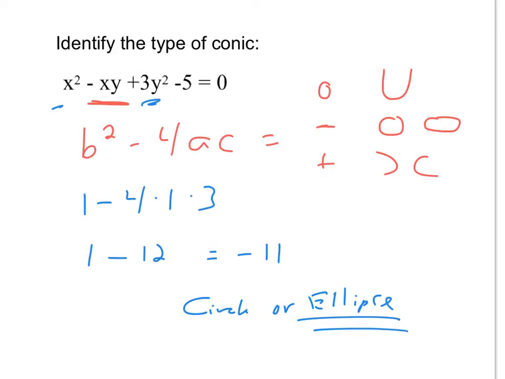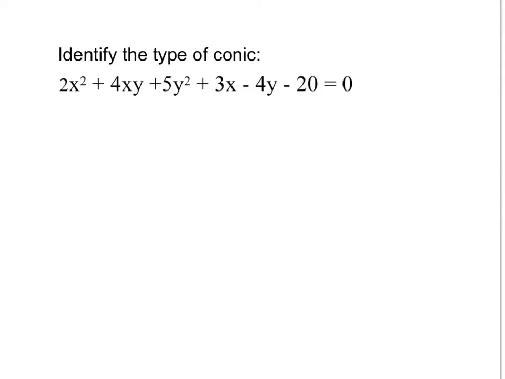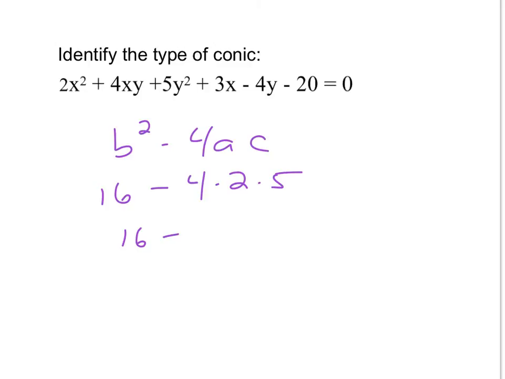Okay. One more here, identify the type of conic. We do have a rotated conic right here, so we can't tell just by looking. So we're going to do b squared minus 4ac. Okay, b is 4, so that's 16. A is 2. C is 5. So it looks like I have 16 minus, I'm doing the math, 40, which of course is -24. I have a circle or an ellipse.